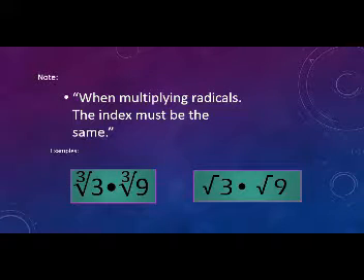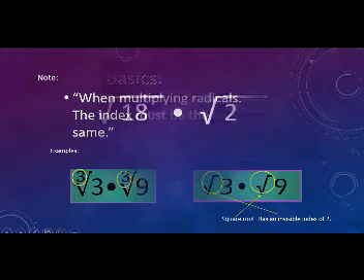Next up is an important rule. When multiplying radicals, the index of each radical must be the same. For example, if one radical has a cube index or is a cube root, the other must be a cube root too. And if one is a square root, the other radical to be multiplied must also be a square root, and so on.